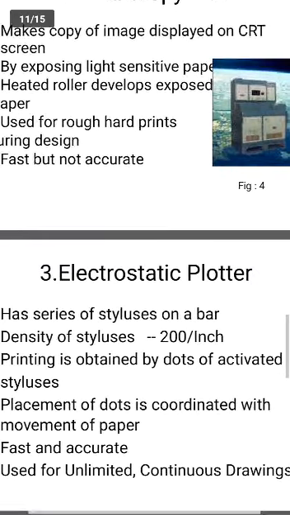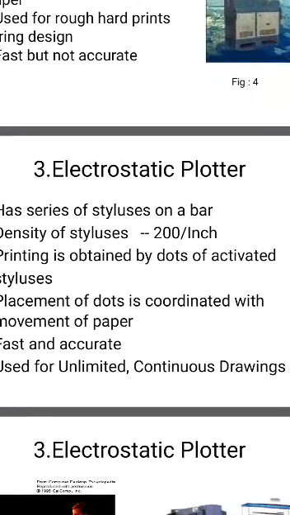Next comes the electrostatic plotter. What is an electrostatic plotter? This is the same as a pen plotter only. Pen plotters are more accurate but not fast enough, whereas hard copy units are faster but their accuracy and resolution are poor. So the pen plotter works slowly, whereas with hard copy we can do the work very fast but accuracy is very less.